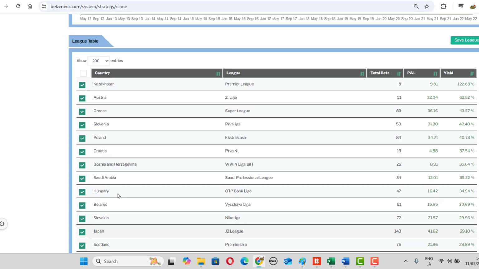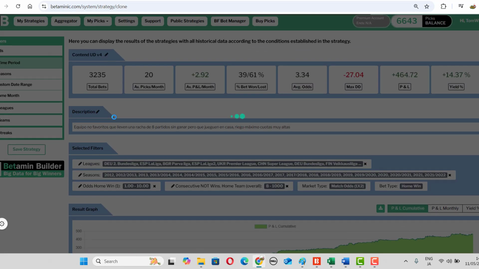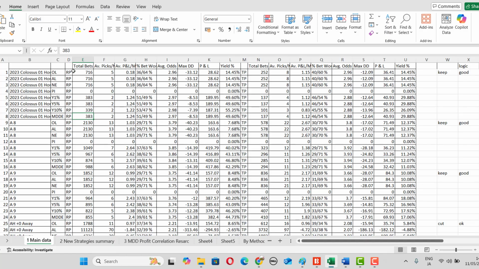Once I've selected all the leagues with a yield of 1% or more, I click Save Leagues and I get the data for that. And I see it tells me we have a drawdown of -28, a yield of 15%, average profit per month of 4.72 points. And I take that data and I save that in my Excel file under the yields of 1% or more section, and that becomes my research period data.